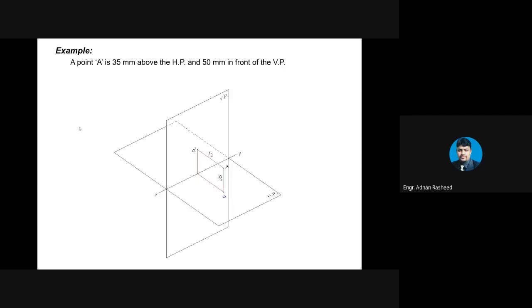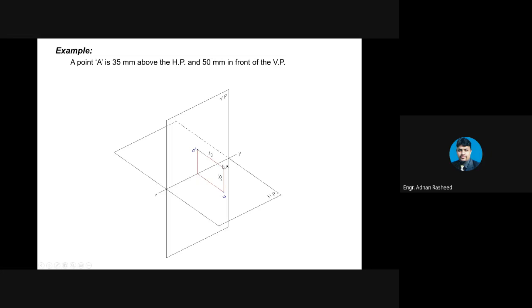So you can see now these are the examples. The question is given: the point A is 35 millimeter above the horizontal plane and 50 millimeter in front of vertical plane. So first we will understand it by this. You have been asked for a point 35 millimeter above the horizontal plane. So this is the horizontal plane and this is point A, which is 35 millimeter above the horizontal plane, and this point is 50 millimeter in front of vertical plane.